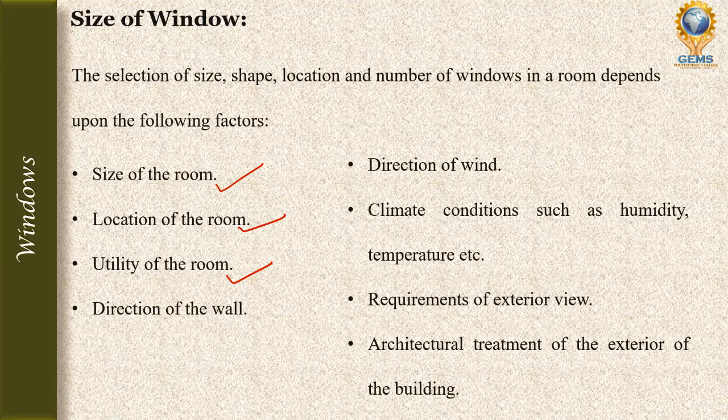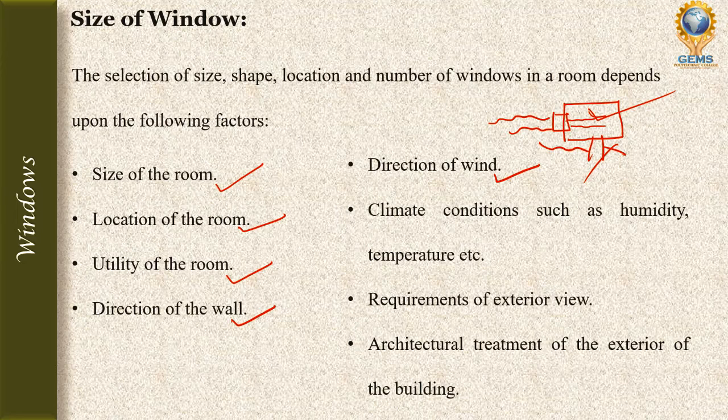Fourth one is the direction of the wall. So how the wall is directed, that is what we will consider. The fifth one is the direction of wind, how the wind is blowing. If the wind direction is in this direction, and you provide a window here, then the air will come inside. If you provide the window elsewhere, no air will come inside. So the direction of the window also plays an important role. Next one is climate conditions such as humidity, temperature, etc. These also play a role.